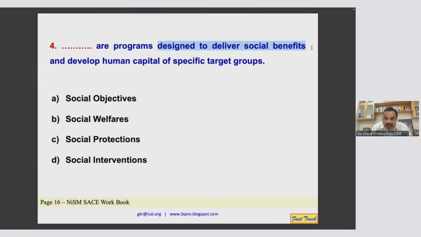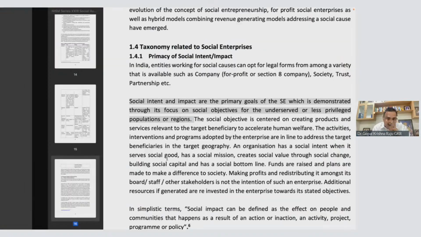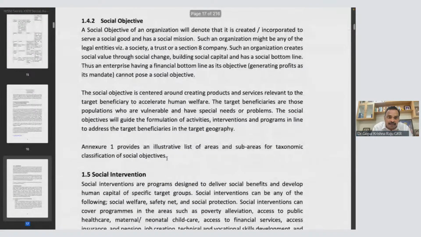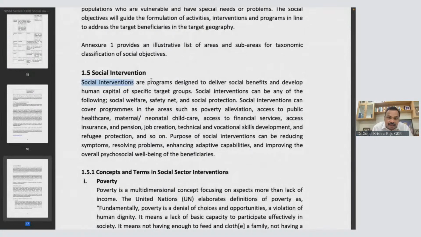Is it objectives? Is it welfare measures? Government also brings social welfare measures. See, welfare measures have intent. Objectives have intent. Protections have clauses. What is the social intervention? I'll bring to your attention this word, social interventions. Social interventions means programs designed to deliver. You intervene into their life and bring benefit.